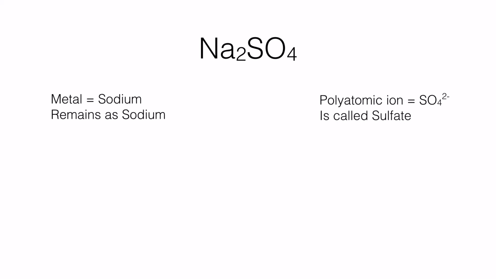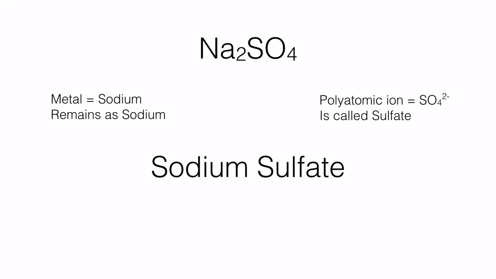The next example is a combination of sodium with a polyatomic ion like sulfate. Metal again is sodium. Polyatomic ion is sulfate. No change in the name for sulfate, therefore the product is called sodium sulfate.